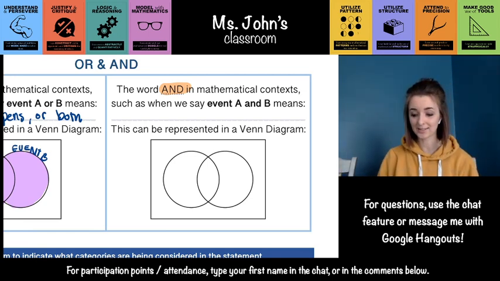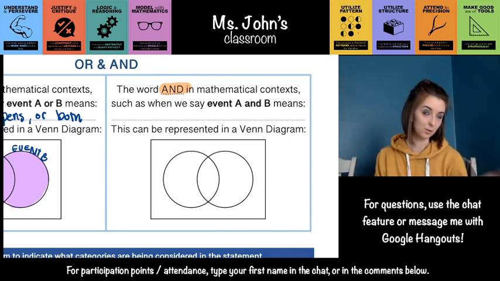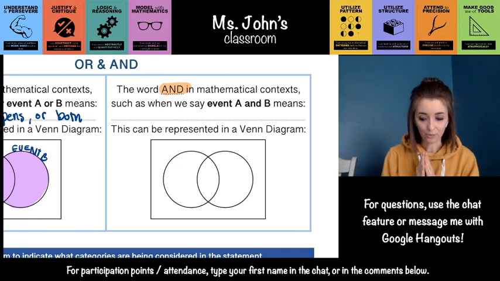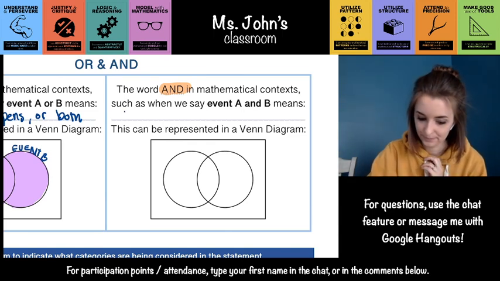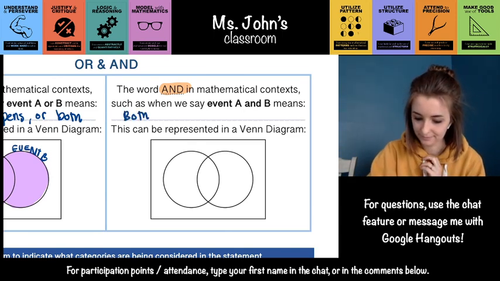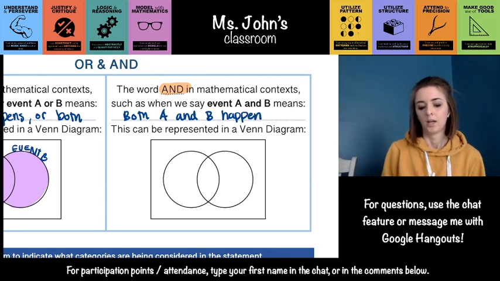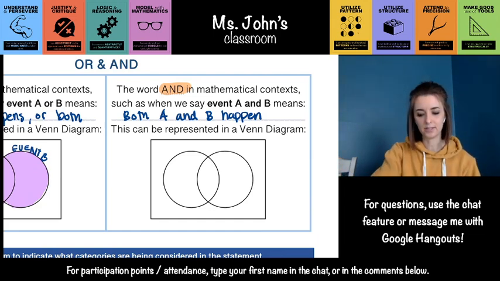And let's talk about "and." So the word "and" in math contexts, when we say A and B is favorable, we want both to happen, and only both. That's the only acceptable option. So both A and B happen. Here's the part where English and math contexts kind of diverge, right?